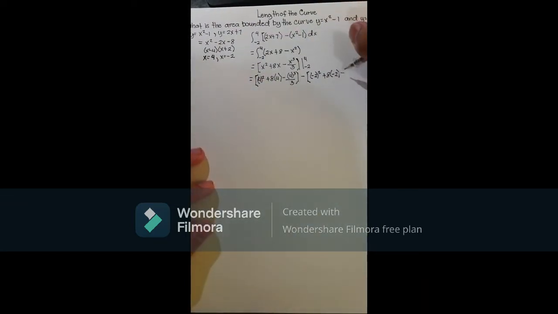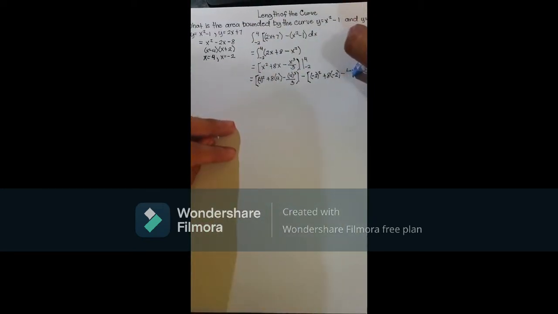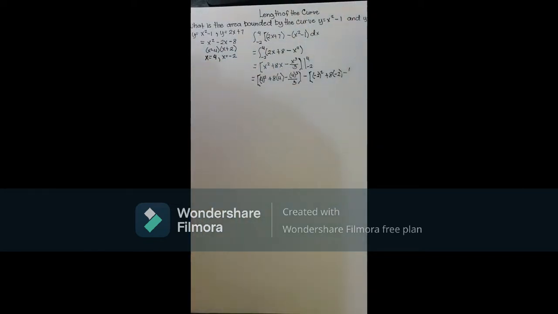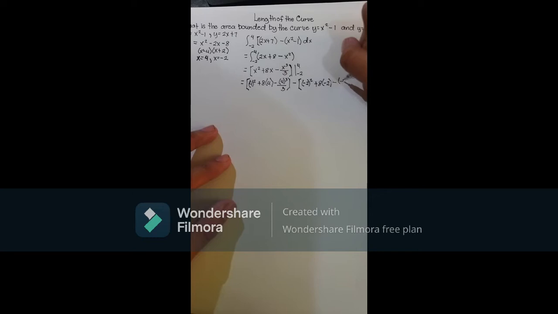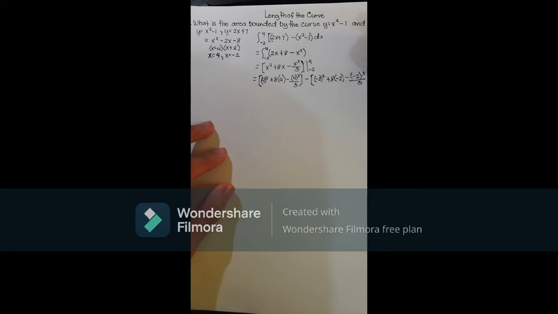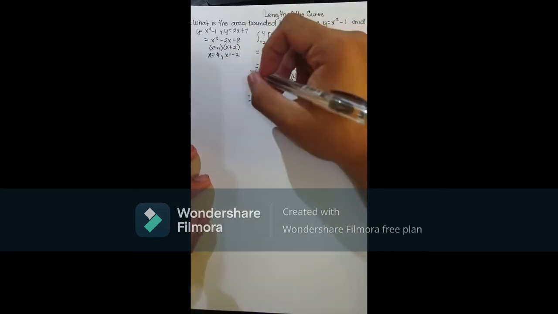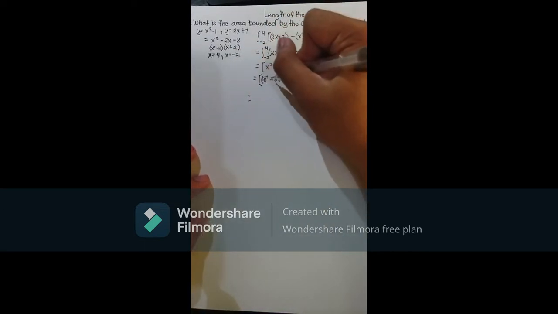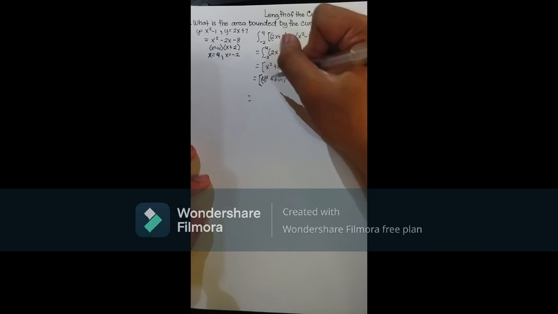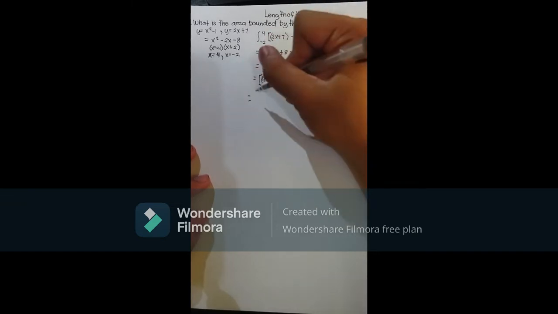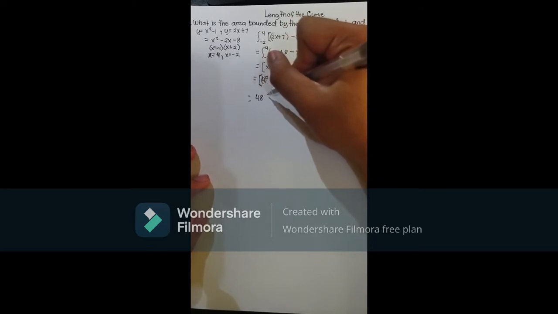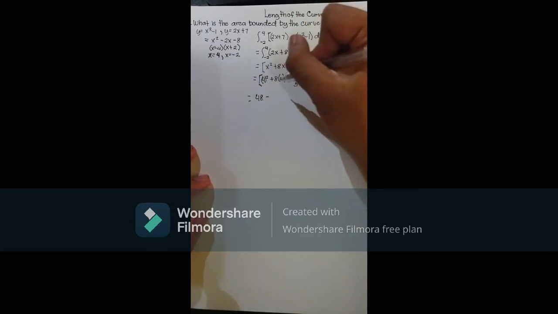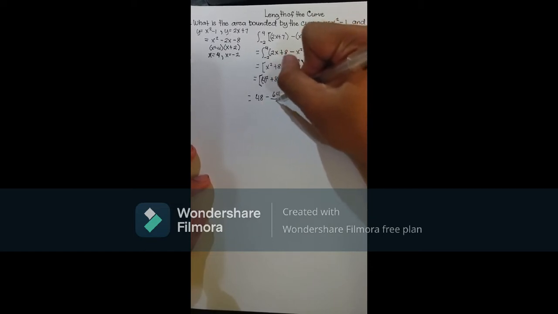so minus negative 2 cubed over 3, equals. So this becomes 16 plus 32 equals 48, minus 4 cubed, which is 64, over 3.